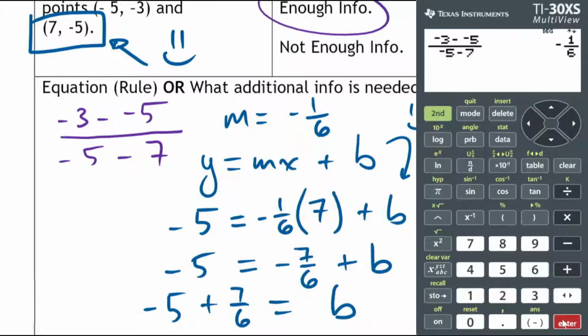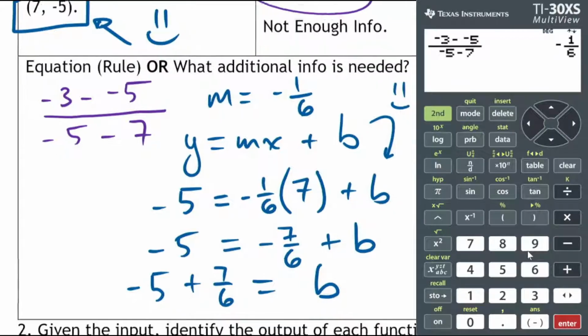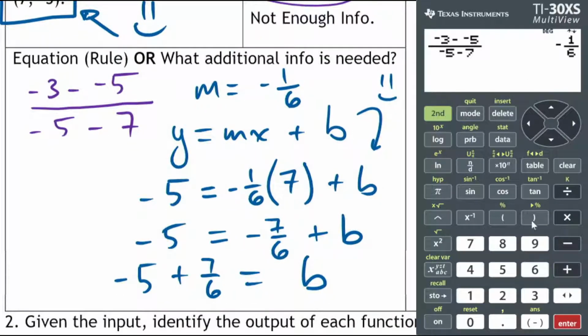All right, so I'm ready. I'm going to check it out and use my calculator. So I'll just come in here and say negative 5 plus 7 over 6. There we go. And I get that b is negative 23 over 6. B is negative 23 over 6.